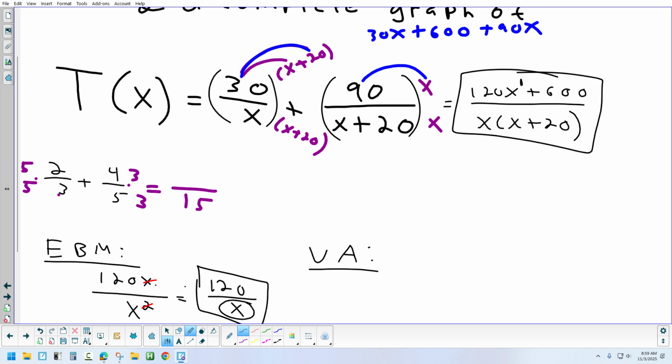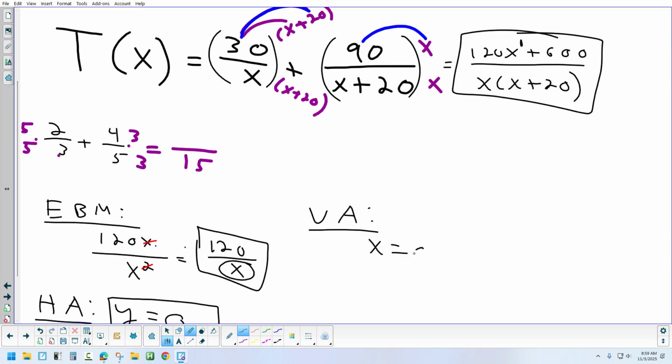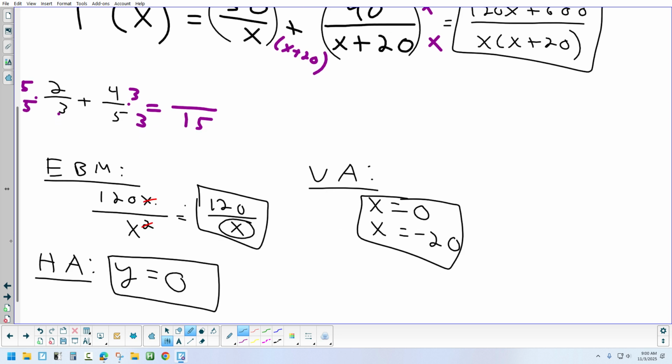For that, you can look at the version where we combine them both together, or you can look at the original fraction separately. Does anyone see a number that would cause your denominator to be a 0? 0, yep. That's 1. And is there another number you could plug in? Negative 20. Negative 20, yep. Okay, so we've got the two asymptotes.